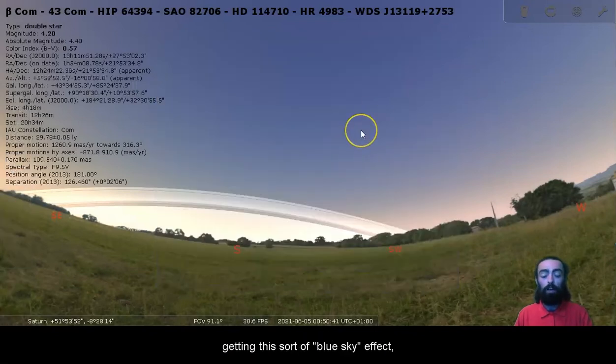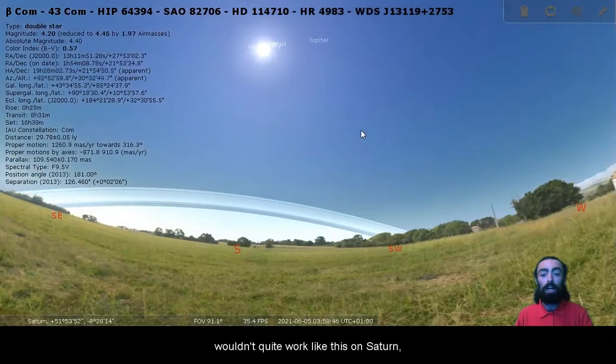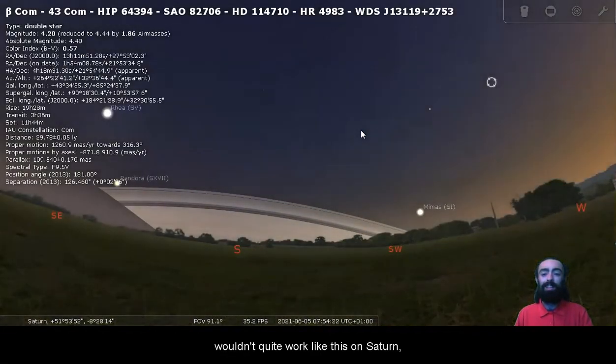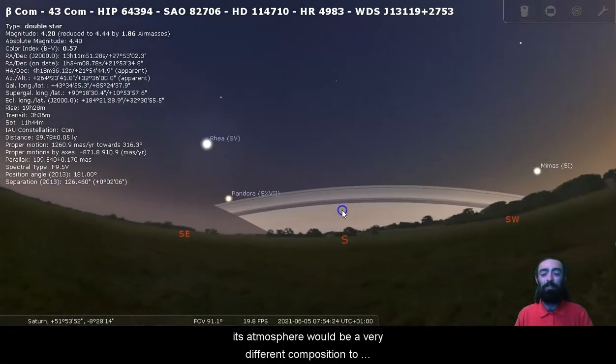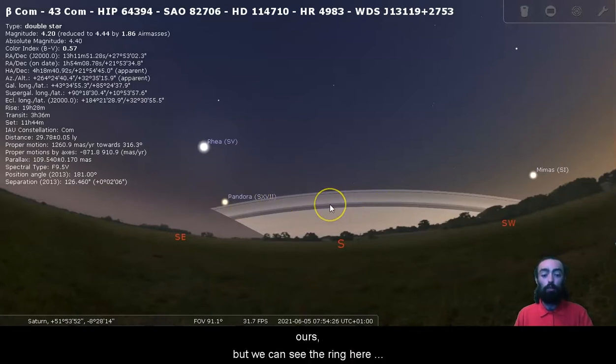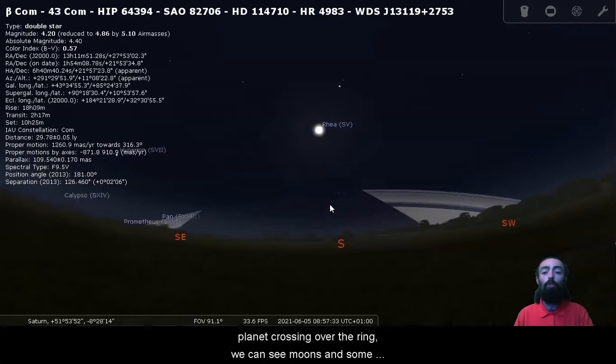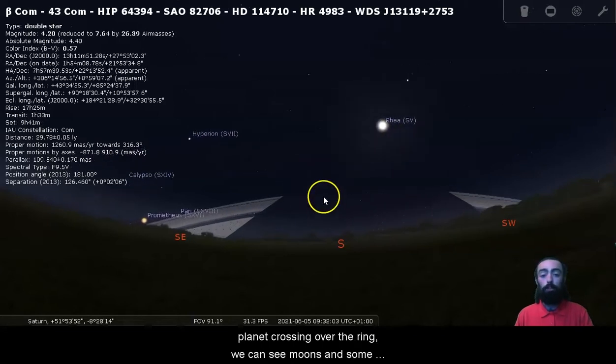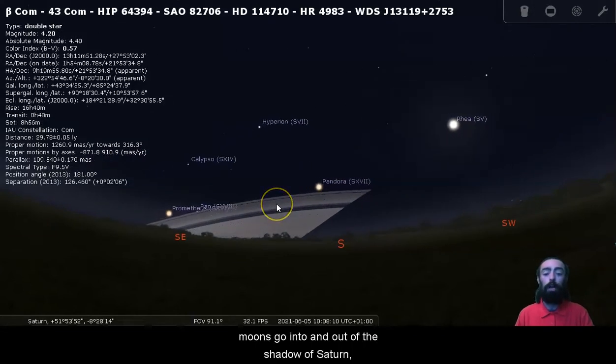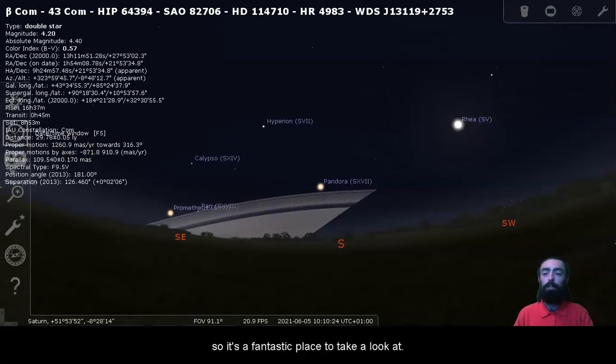Saturn, of course, does have an atmosphere, so we're getting this sort of blue sky effect. It wouldn't quite work like this on Saturn. Its atmosphere would be a very different composition to ours. But we can see the ring here from this location on Saturn. We can see the shadow of the planet crossing over the ring. We can see moons, and some moons go into and out of the shadow of Saturn. So it's a fantastic place to take a look at.